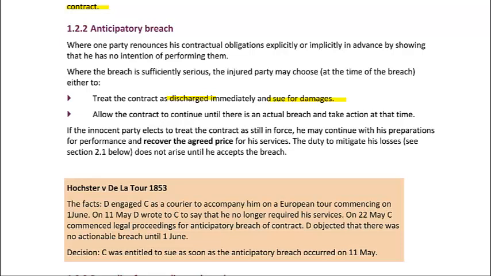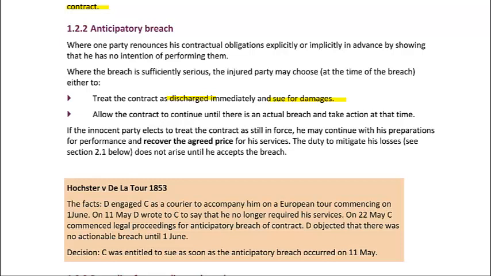Now, there is a bit of a quirk here with anticipatory breach, because what's normally the case is once somebody has breached the contract, they have a duty to mitigate their losses, to keep their losses as low as they possibly can. But if it's an anticipatory breach, you don't have to do that until the date of the actual breach.